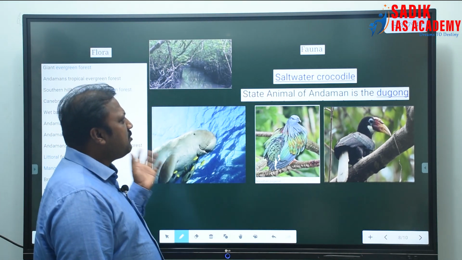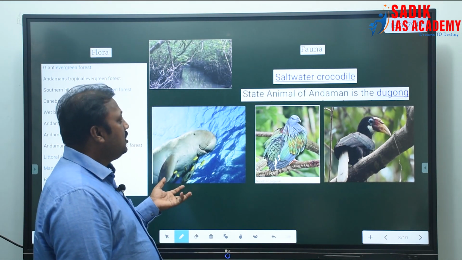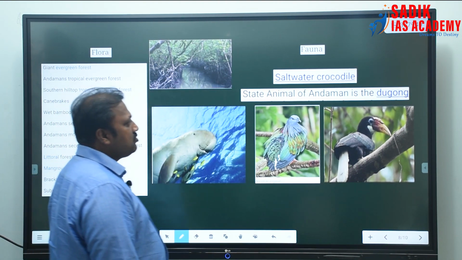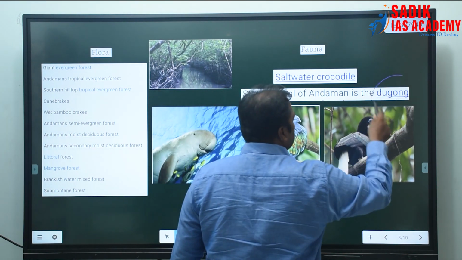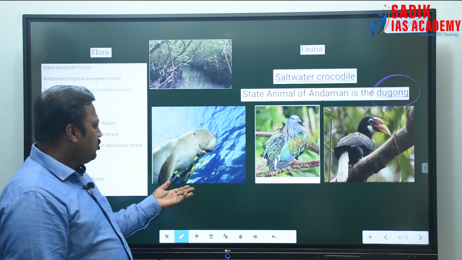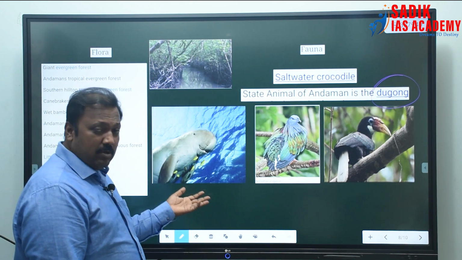Next, these are some of the animals which are present in Andaman. And the most important species is the dugong. So this is a dugong. It is a species of mammal. It is considered to be the state animal of Andaman and Nicobar. Maybe asked in the examination.